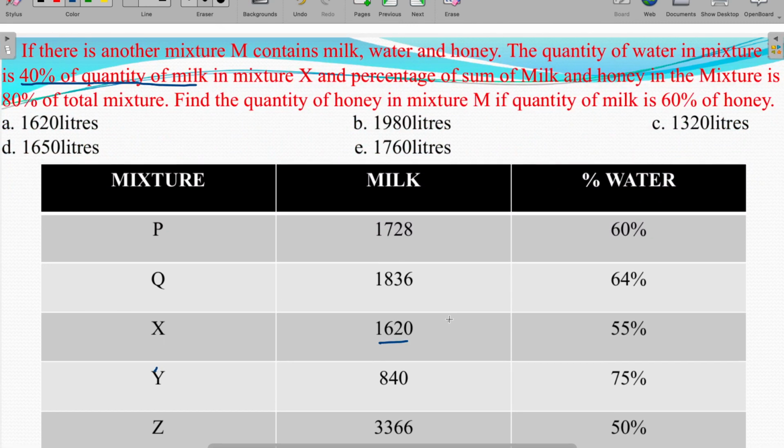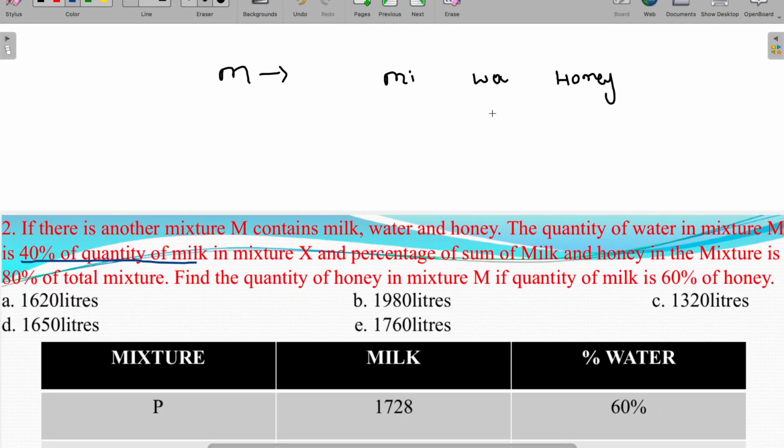X, 40% of this. I want to calculate 40% of this number, which means we know how to calculate 40% of this number. 162 into 4, that's it. 640 plus 8, 648. 648 water is there, in container M. And the sum of the milk and honey in the mixture is 80% of the total mixture. See, total in M, if I consider 100%, milk and honey will be 80%, which means this will be 20%.